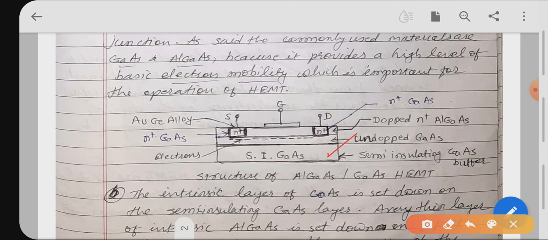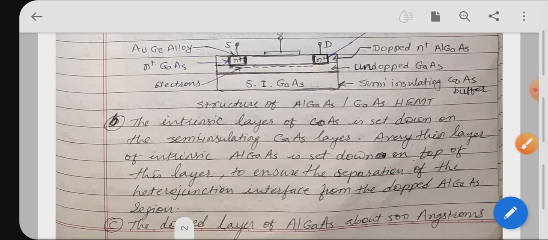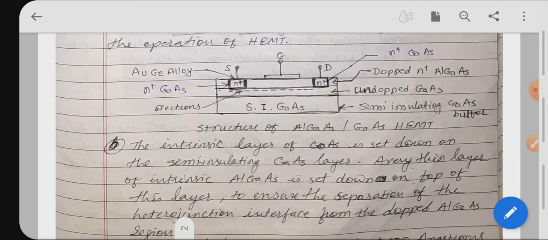A semi-insulating gallium arsenide buffer is there, and above this semi-insulating GaAs buffer, there is an undoped gallium arsenide layer. The intrinsic layer of gallium arsenide is set down on the semi-insulating gallium arsenide layer. A very thin layer of intrinsic aluminum gallium arsenide is set down on the top of this layer, as you can see here.